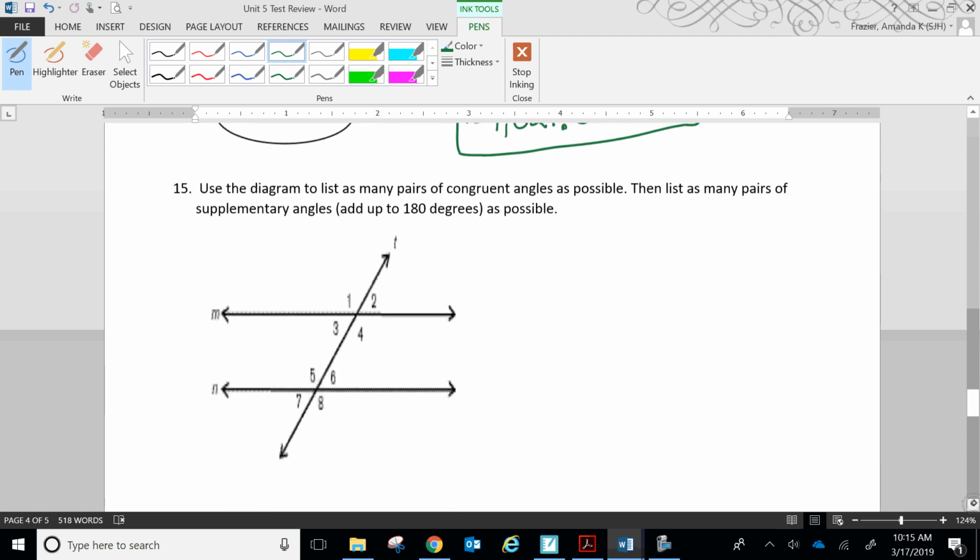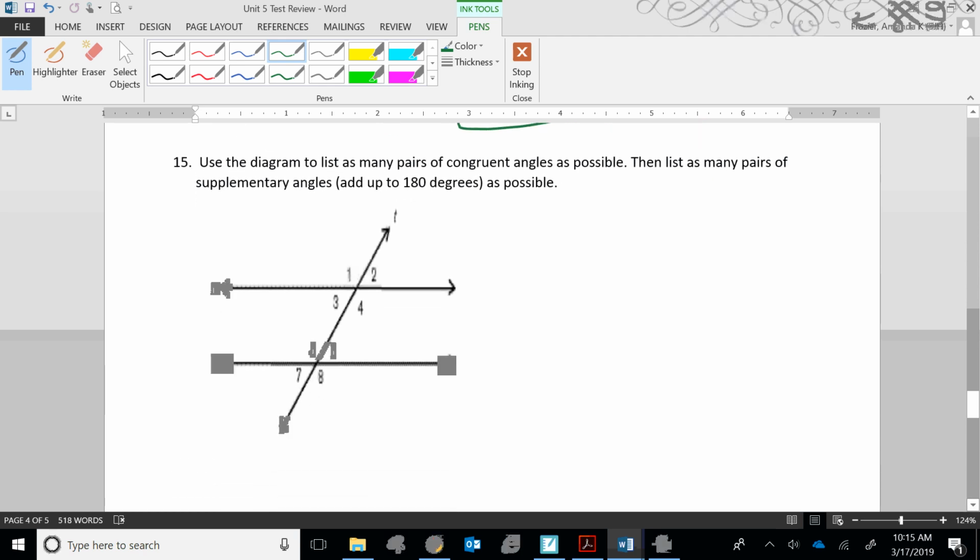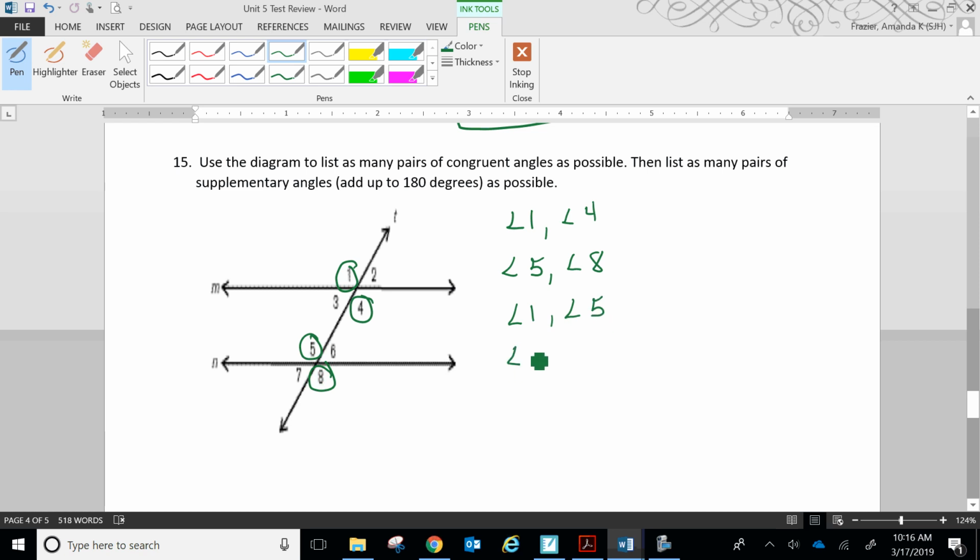Okay, number 15, use the diagram to list as many pairs of congruent angles as possible. Then list as many pairs of supplementary angles that add up to 180 degrees as possible. So I'm going to start with my congruent angles. I know angle 1 and angle 4 are congruent. I know angle 5 and angle 8 are congruent. That means I know angle 1 and 5 are congruent. I know angle 4 and angle 8 are congruent.